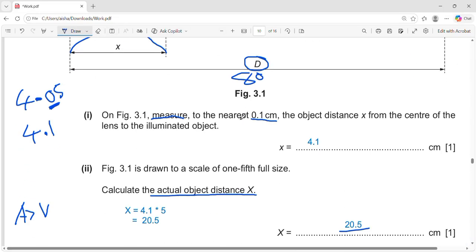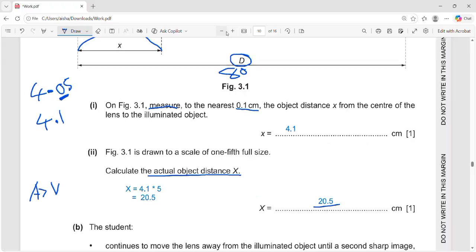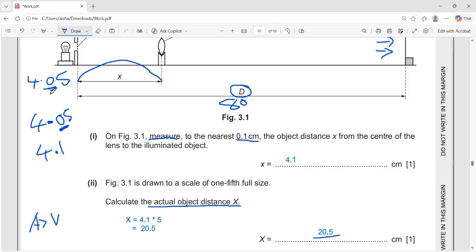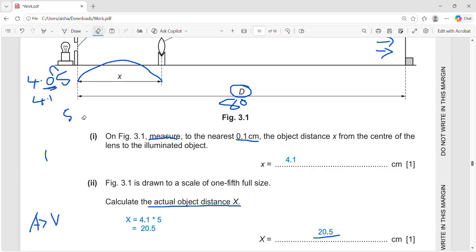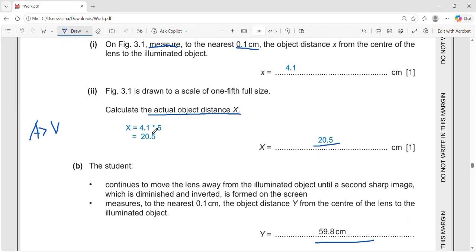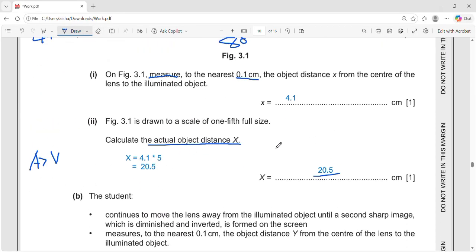Now you may notice they say "to the nearest 0.1 centimeter." That may be because you make it 4.05 and then you have to convert it to the nearest 0.1, and you look at this value, which is 5. So this becomes 4.1. Okay, let me remove this because it was from before. So that's 4.1, and then we know that this is 1/5.